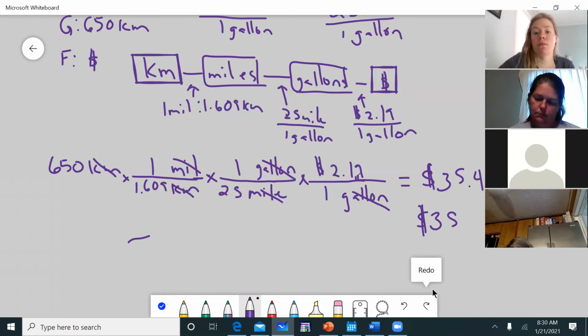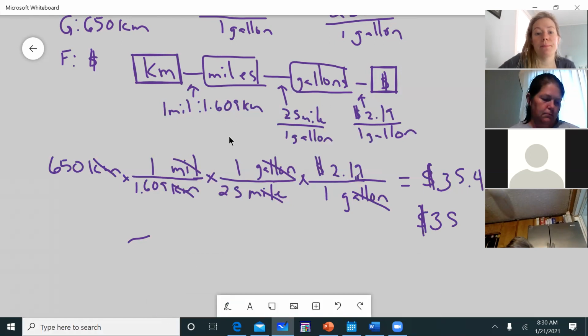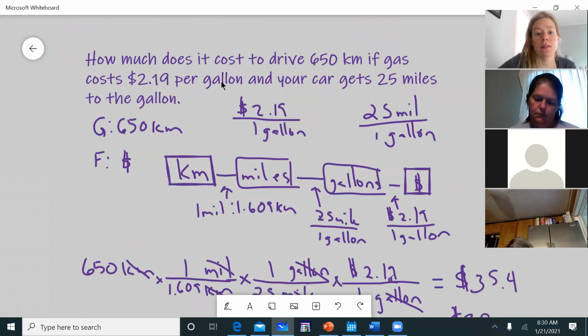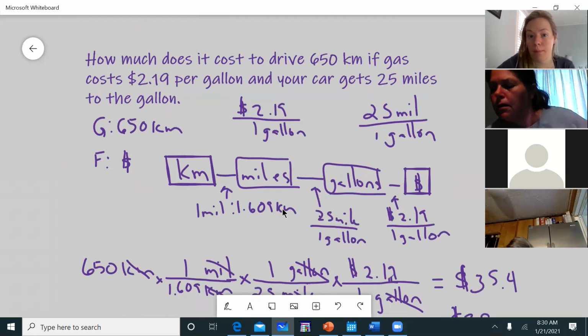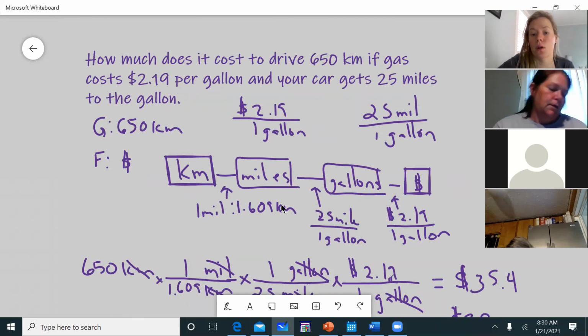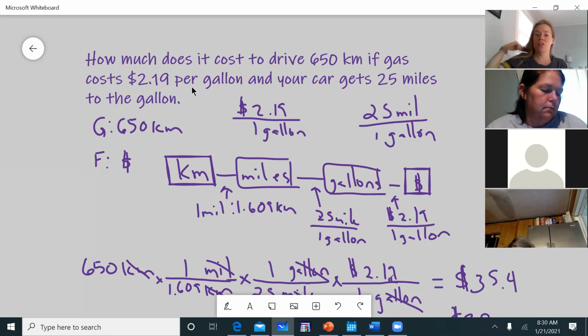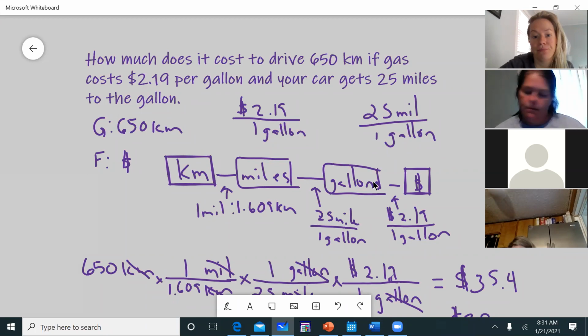Sometimes conversion factors are given to you within the problem, like these are specific to this problem. Sometimes conversion factors are something you have to look up. So kilometers to miles, I had to find that. That doesn't change, no matter what the parameters of this problem, that is a standard conversion factor. These things, this 25 miles to the gallon or $2.19 per gallon, could change depending on how good you are at driving or what the price of gas is for that day.